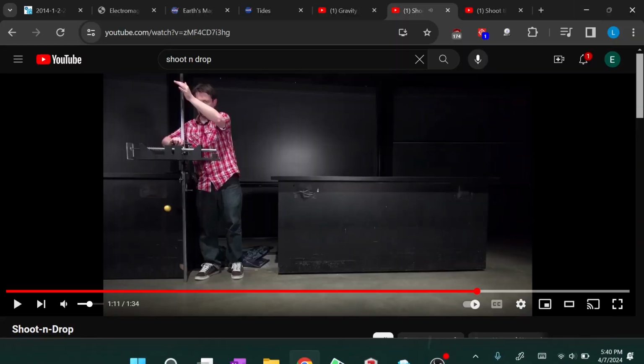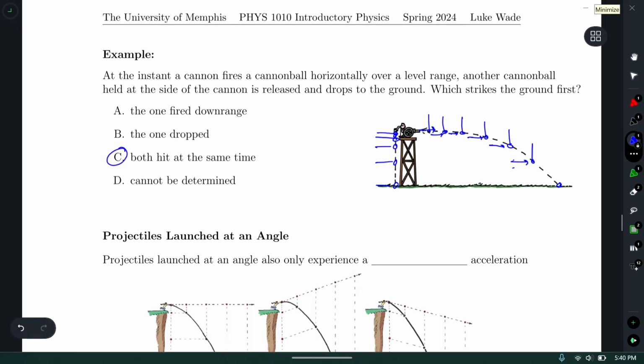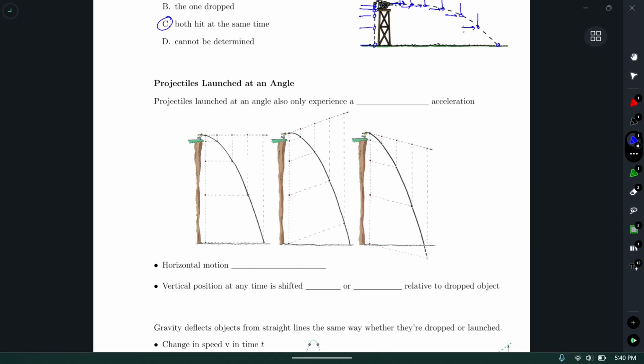So even by the sound of it, you can hear that they're hitting at the same time. And again, that says that even though one ball is moving horizontally, doesn't matter. Its vertical motion is just the same as if it were in free fall or being dropped. So that's something being launched horizontally. Let's look at something being launched at an angle now.